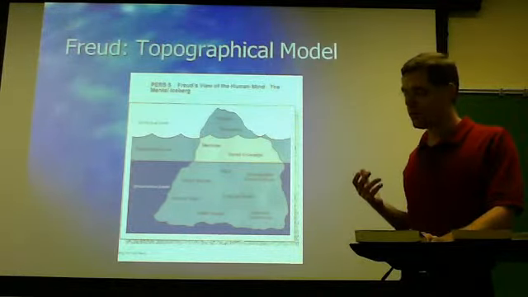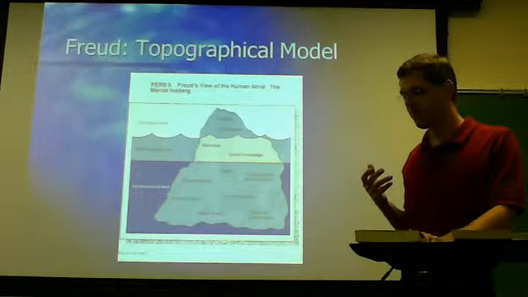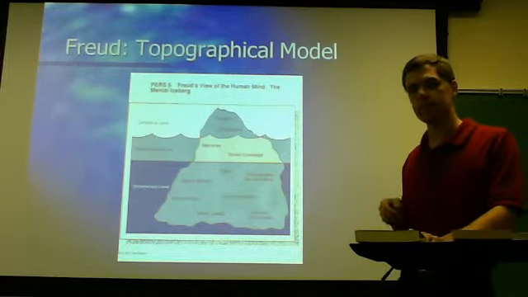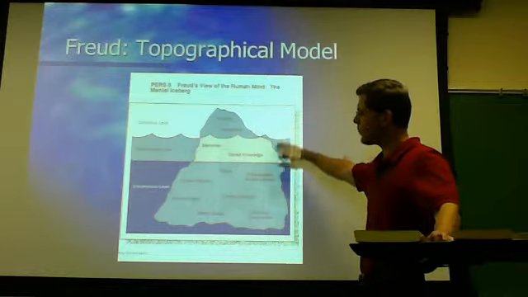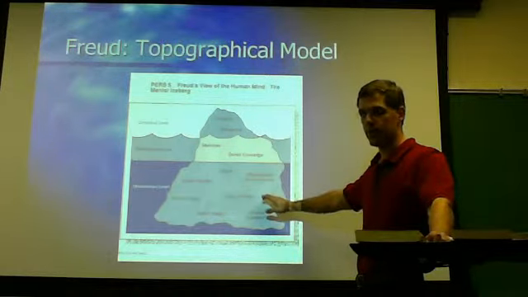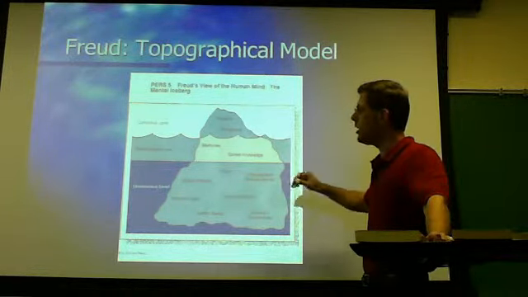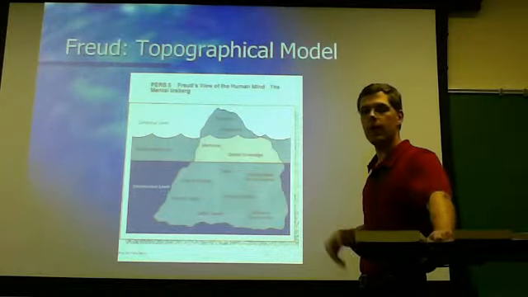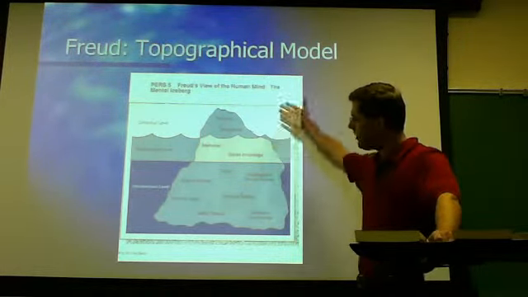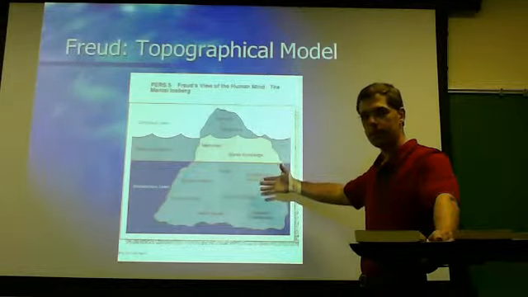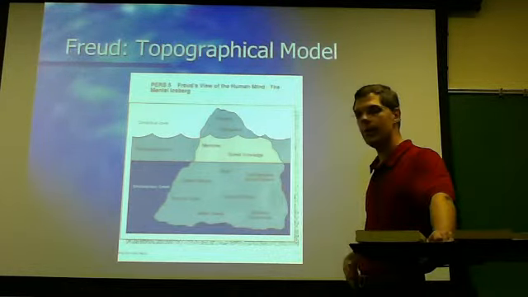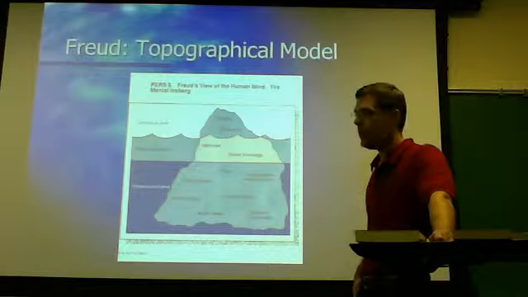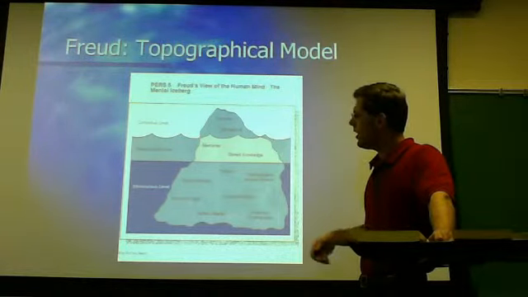Freud conceptualized human consciousness in terms of 3 levels: conscious, preconscious, and unconscious, or subconscious, depending on how you have learned it. At the conscious level are our thoughts and perceptions. So you're perceiving me up on your screen talking about the slides, and that is conscious.